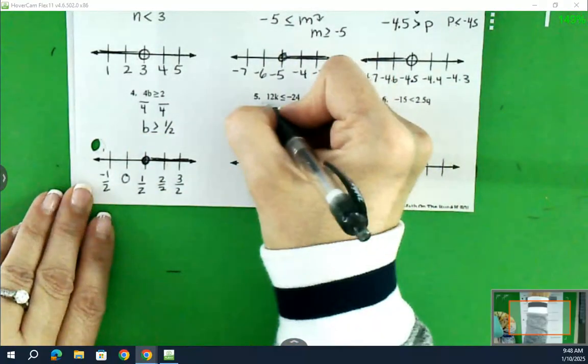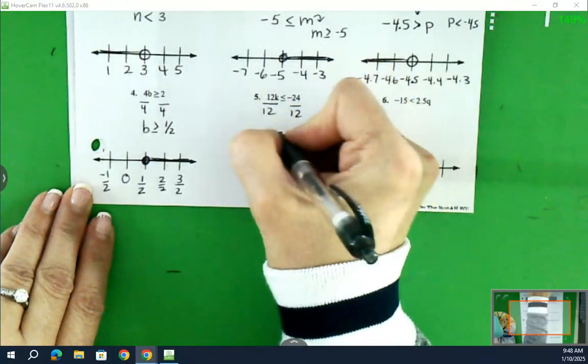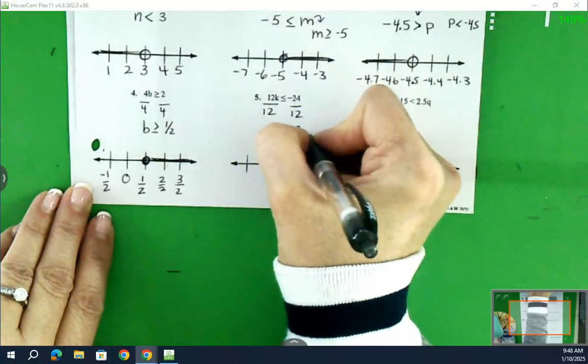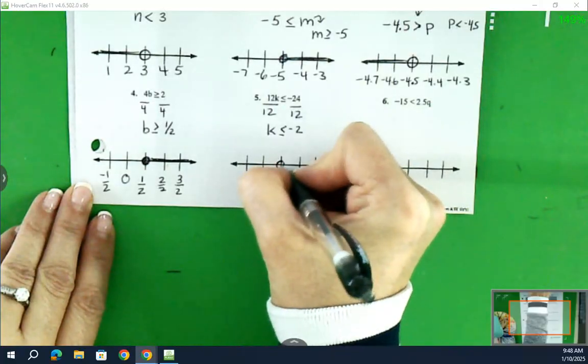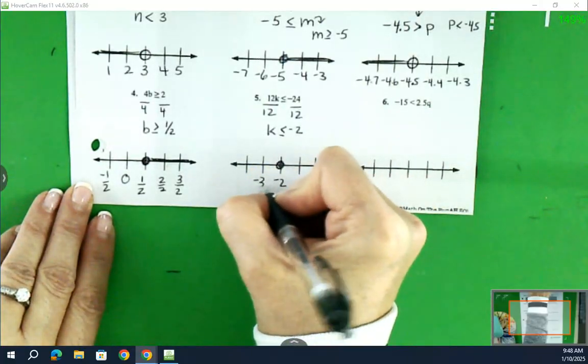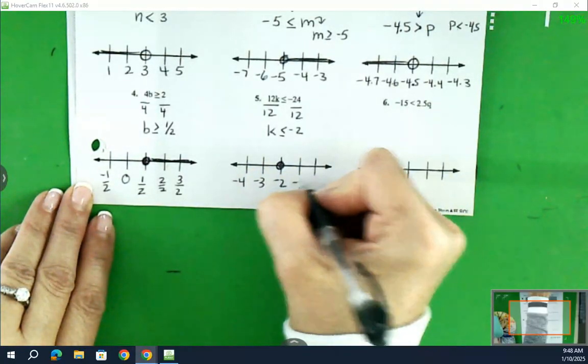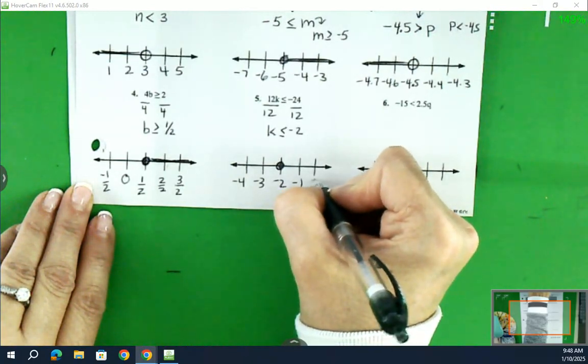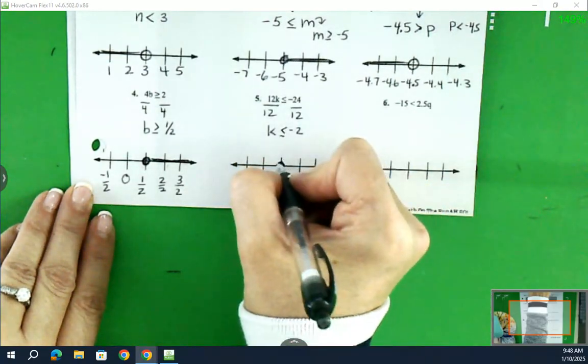Number 5, we're going to divide both sides by the 12, and we get k is less than or equal to -2. Filling in our circle, adding a negative going to the right, and k is less than or equal to.